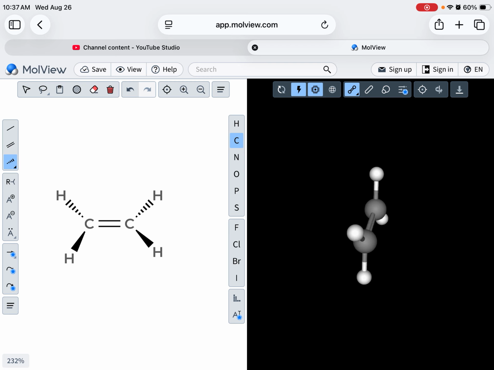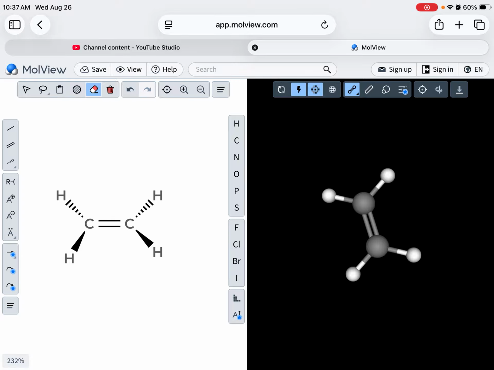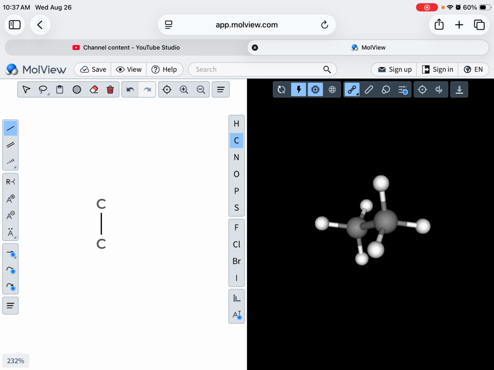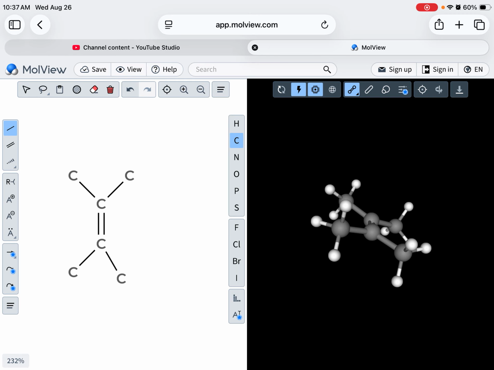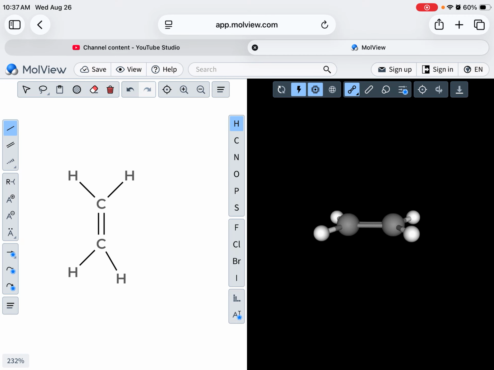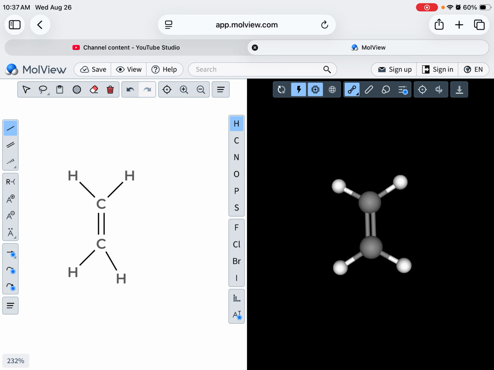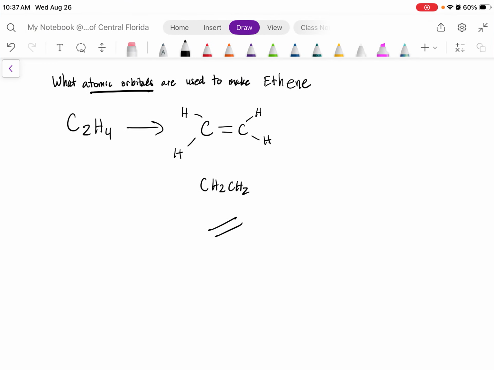What if I drew it like this? If I drew it like that, how would we draw it? Well, we would draw it like this. I'm going to start over. It'd be more like that. And so we can get that arranged like so. All right, so being able to manipulate molecules in your head and on a piece of paper is a critical skill. So let's go back to now figuring out the orbitals that are used in ethene.